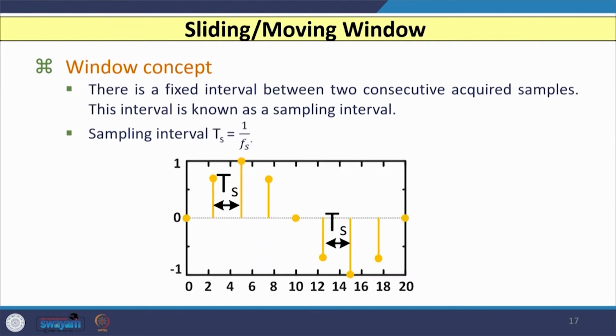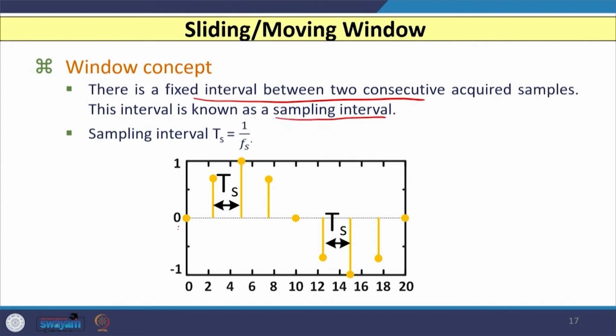Now, let us see the sliding or moving window concept. When we consider the sliding or moving window concept, let us first consider one simple wave where I am going to acquire the sample at some fixed time interval. The fixed time interval between two consecutive samples plays an important role, and this is known as the sampling interval.